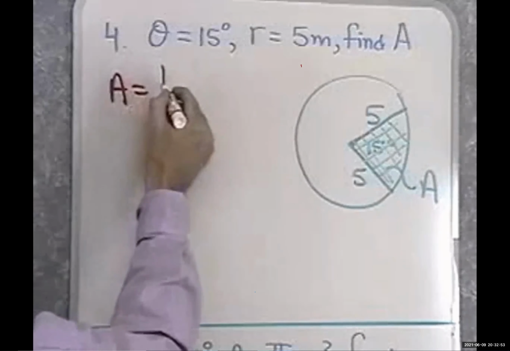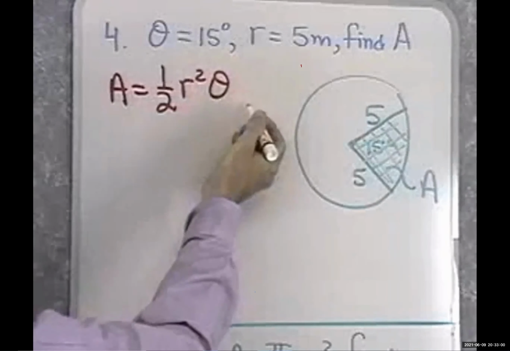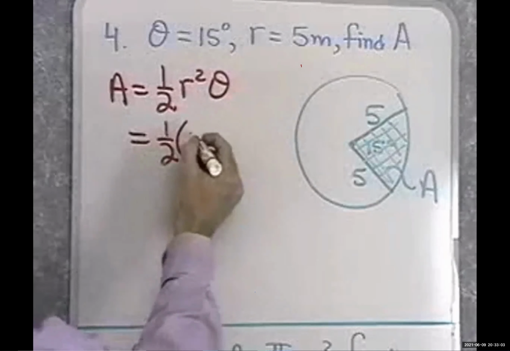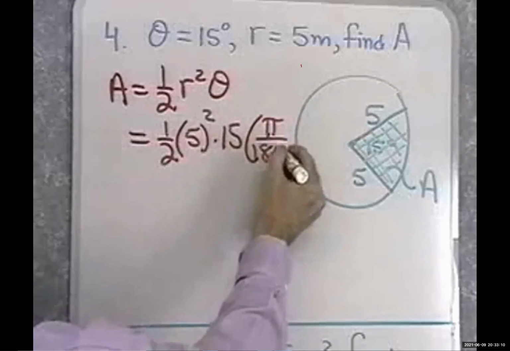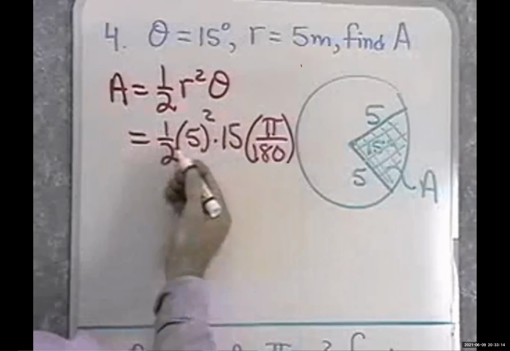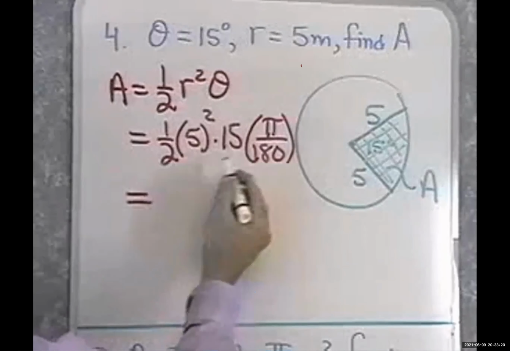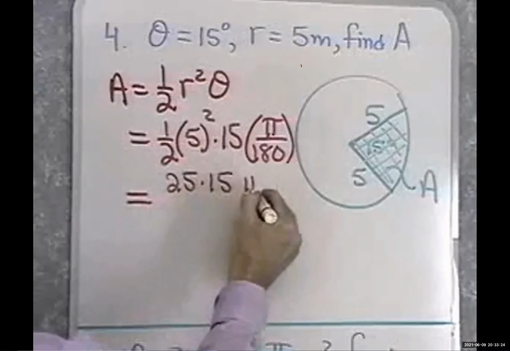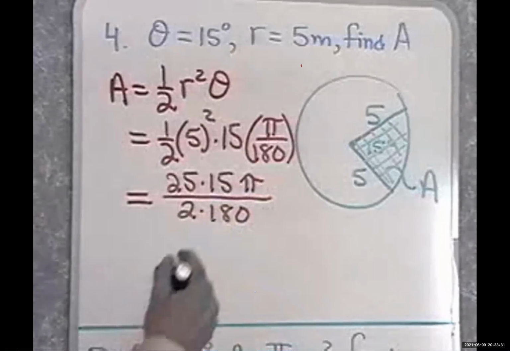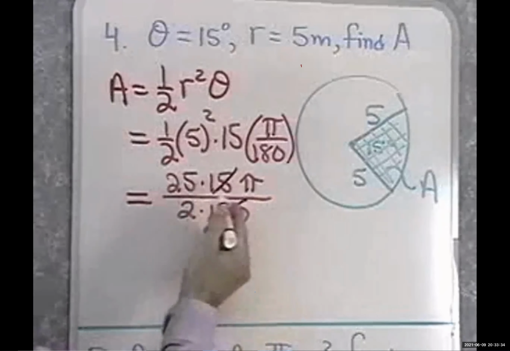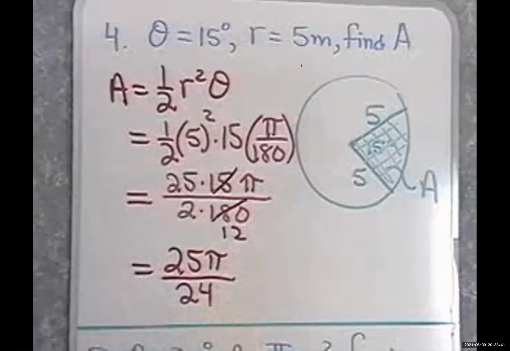So A is equal to 1/2 r squared times theta, and theta must be in radians. I have 15 degrees for theta. I'll convert to radians as I go. So I have 1/2 times 5 squared times 15 degrees times pi over 180 to convert from degrees into radians. So this is what the setup looks like. Now let's see, I have 25 times 15 times pi over 2 times 180. 15 will divide into 180 12 times. So let's say I have 25 pi divided by 2 times 12 is 24. So 25 pi over 24.